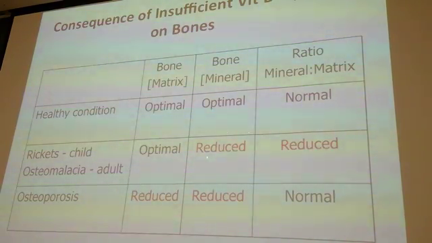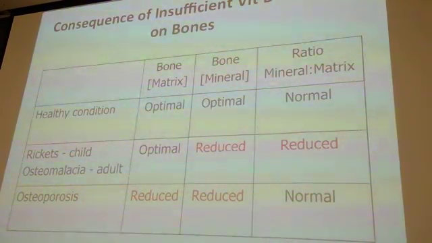So in rickets or osteomalacia, we have reduced bone mineral deposition, so we have reduced calcification, right? But the actual bone matrix is still present, so we still have the chondrocytes producing the collagen, and there's a reduced ratio between this mineral and matrix. In conditions of osteoporosis, this is where you're actually getting porous bones. Both are going to be reduced, but the ratio between the two is similar.